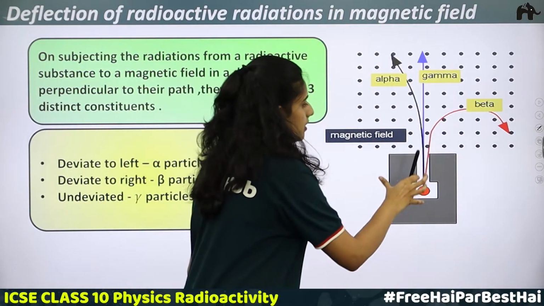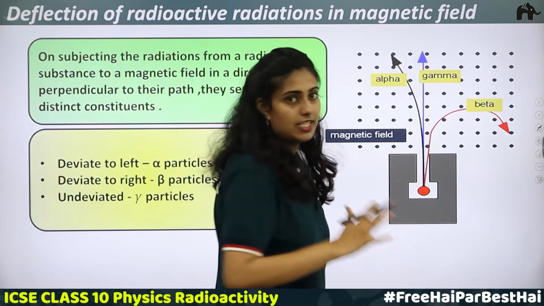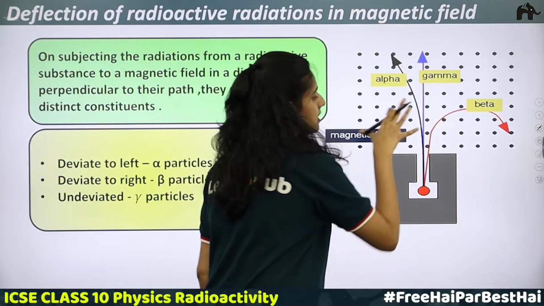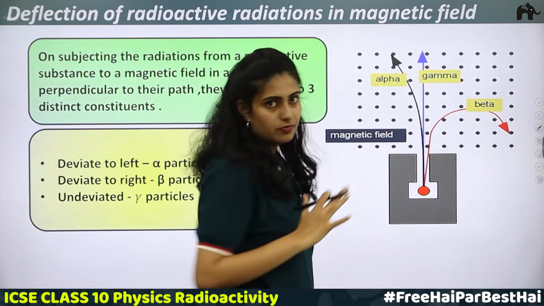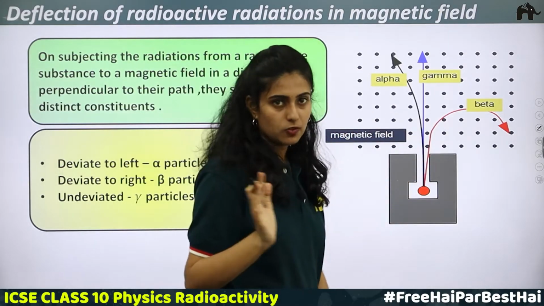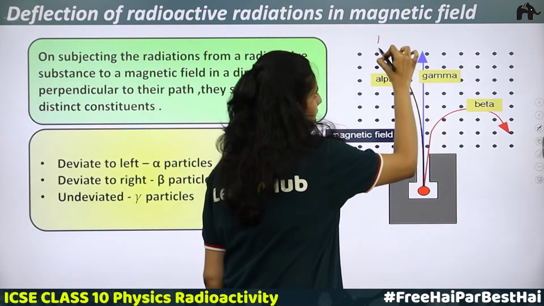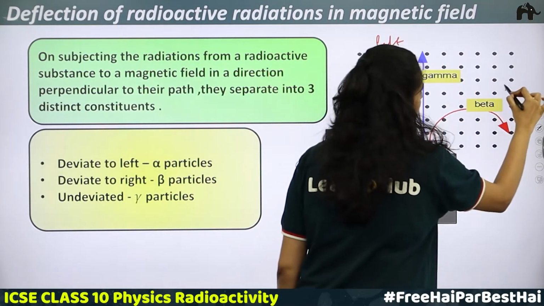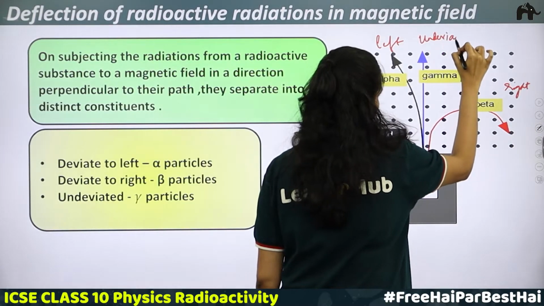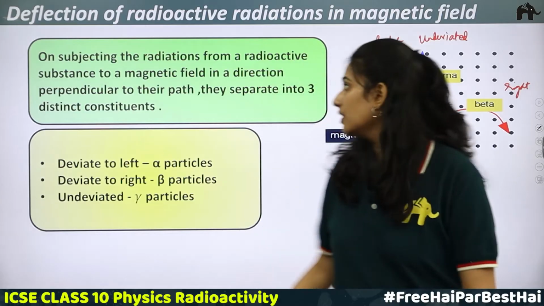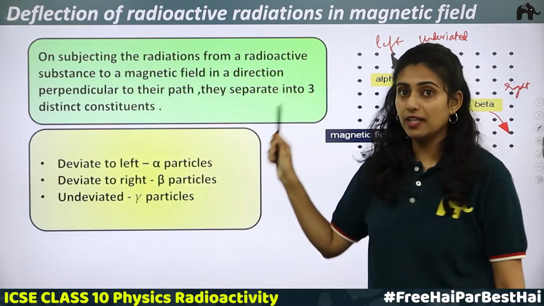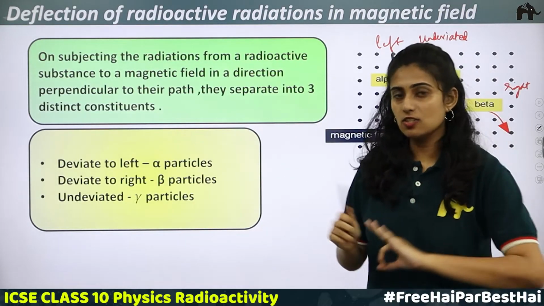When these radioactive radiations are made to pass through a magnetic field, here the magnetic field is perpendicular to the plane of the paper, the plane of this board, directed inward. Then the radioactive radiations split into three constituents. One moves to the left, the second moves to the right, and the third is undeviated. On subjecting the radiations from a radioactive substance to a magnetic field perpendicular to their path, they separate into three distinct constituents.